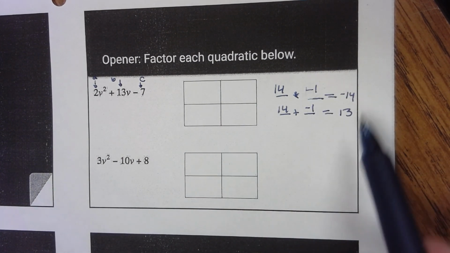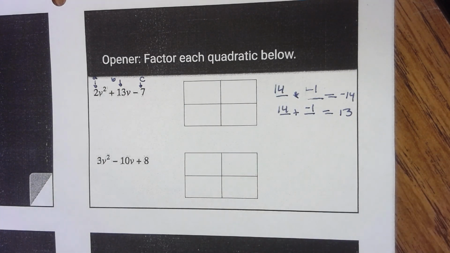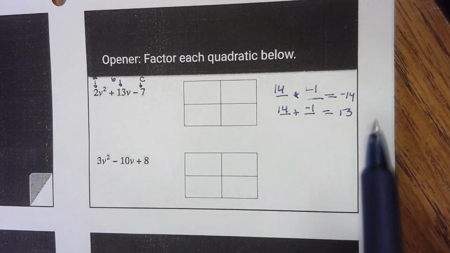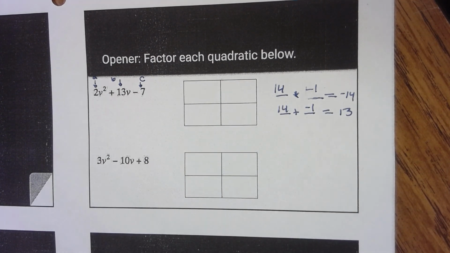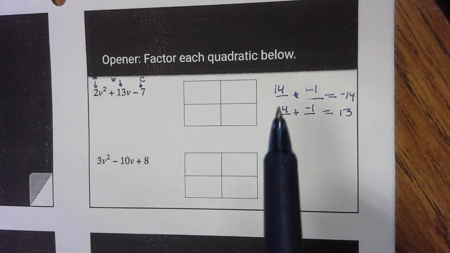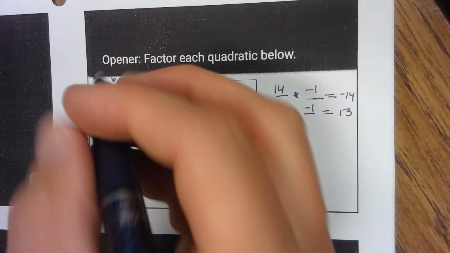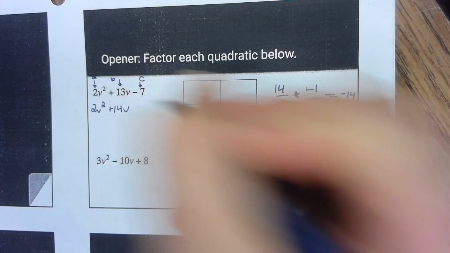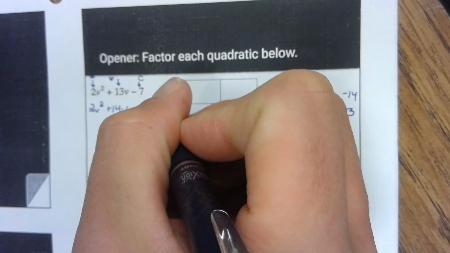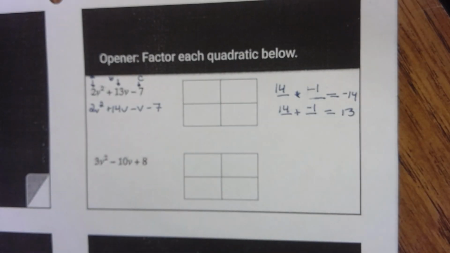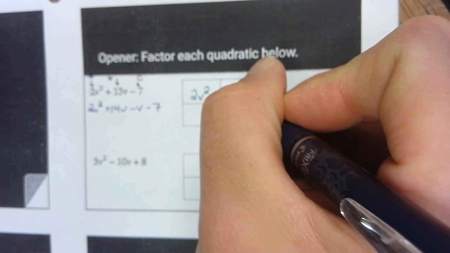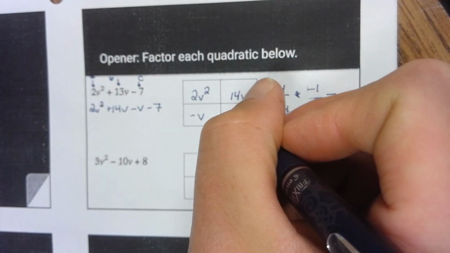Again, if we don't have these numbers correct, this is always a good checking point. If the sign is off or whatever part of this does not work out, you're not going to get to the correct factoring. What these two numbers are really doing is taking the 13V and splitting it up. So it is 14V minus 1V minus 7. Now I have a term for every place inside the box of 2V squared, 14V, minus V, minus 7.